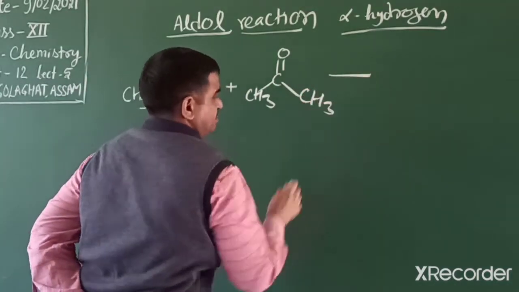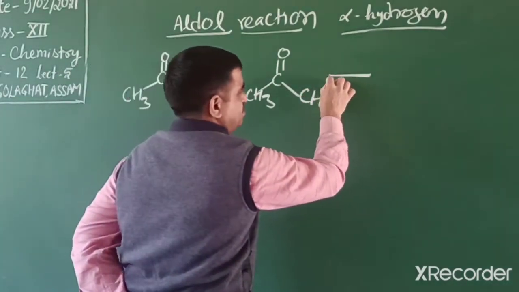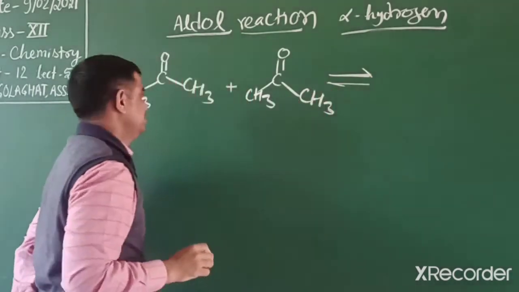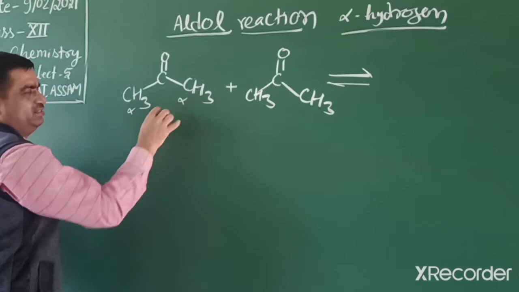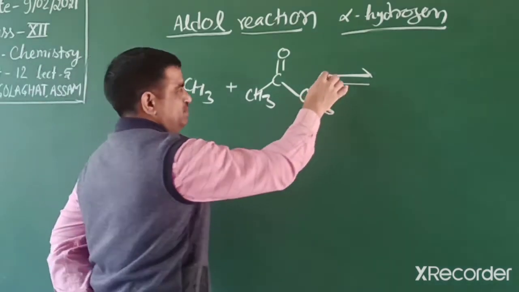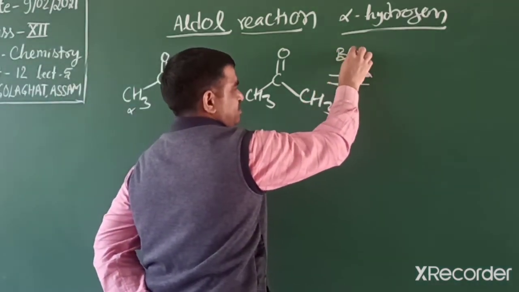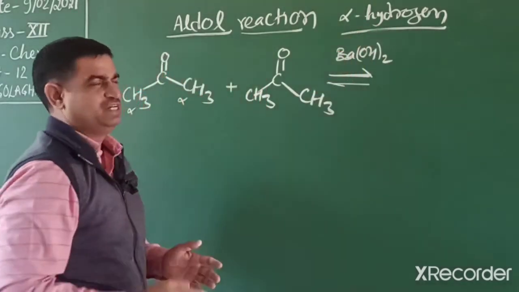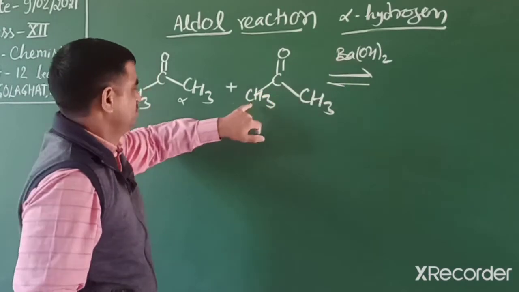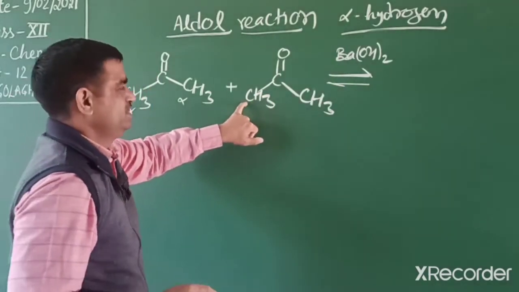Those carbonyl compounds having at least one alpha hydrogen. In this carbon, both sides are alpha. This side alpha, this side also alpha. In the presence of a base, generally we use dilute barium hydroxide, so that the base abstracts a proton and that acts as a carbanion.